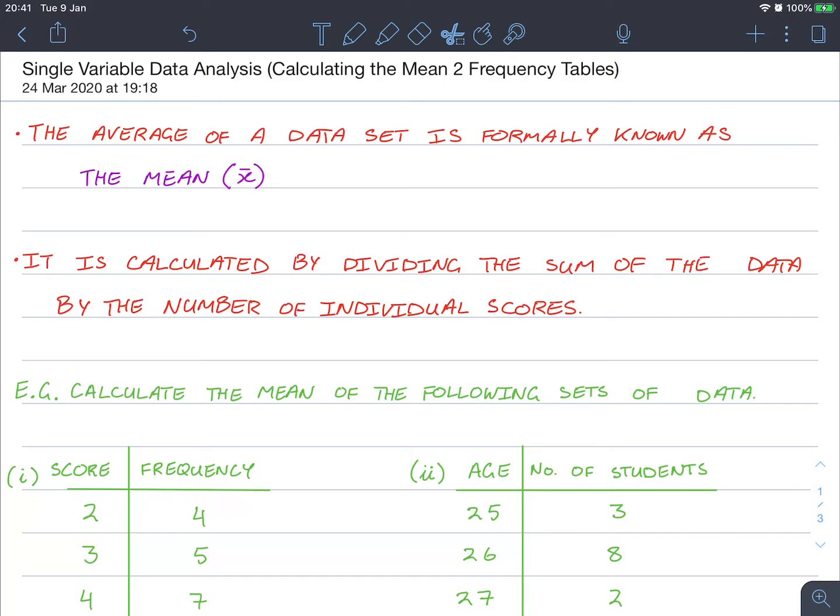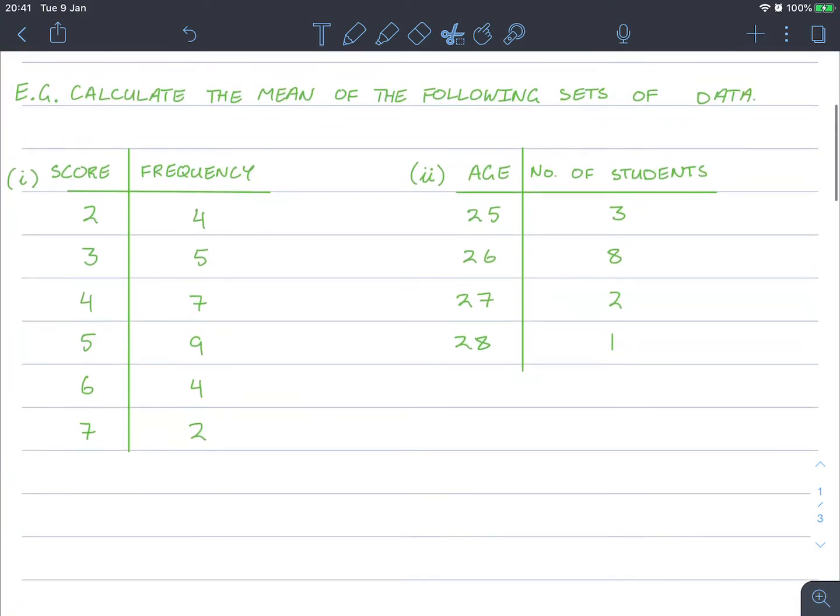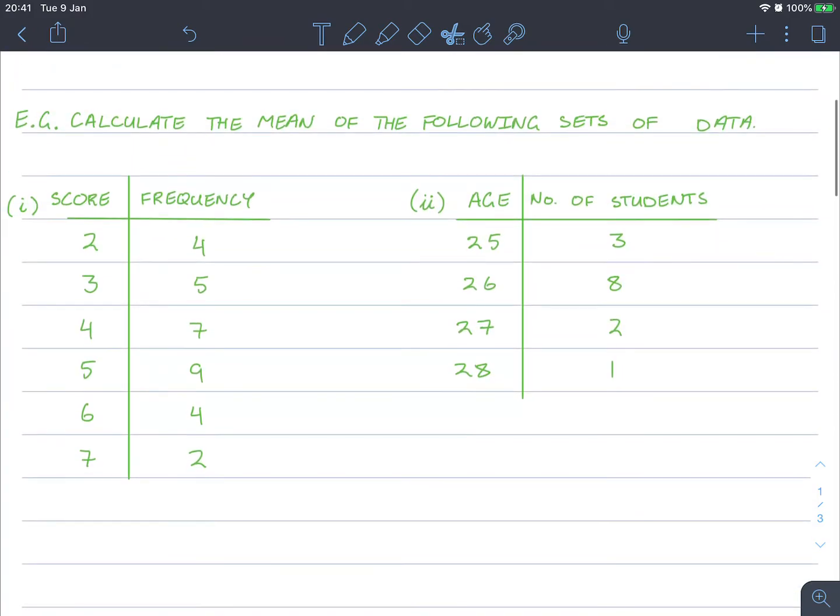I hope we already know that the average of the data set is known as the mean, and it's calculated by dividing the sum of the data by the number of individual scores. So here we have three different tables. One is a group table and two are just regular frequency tables. And we're going to be looking at calculating the mean of each data set.